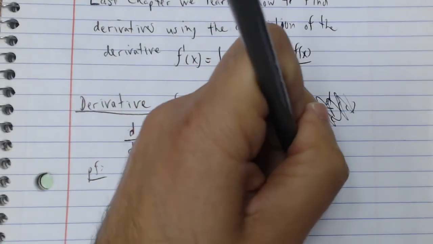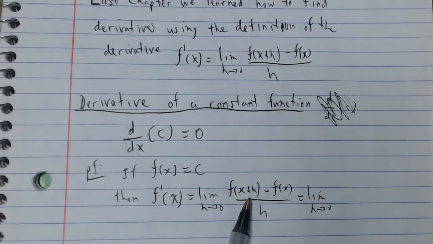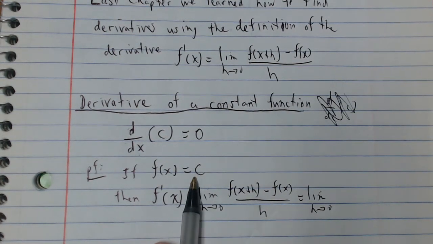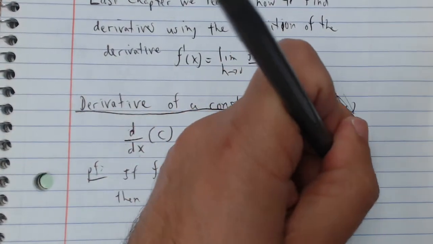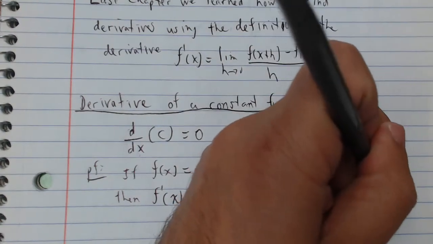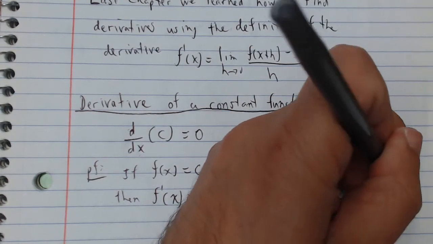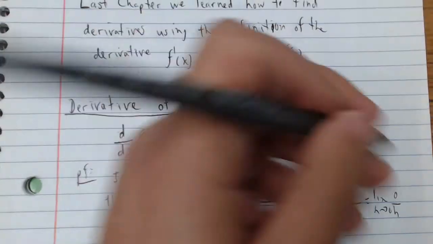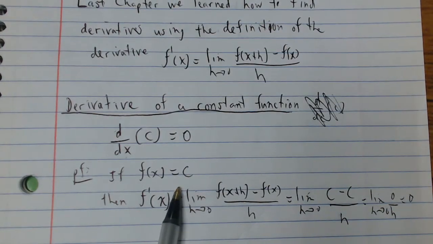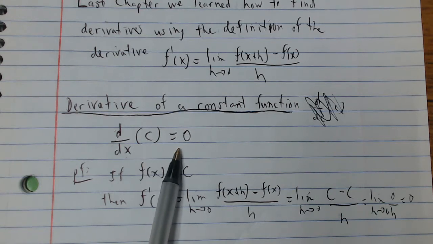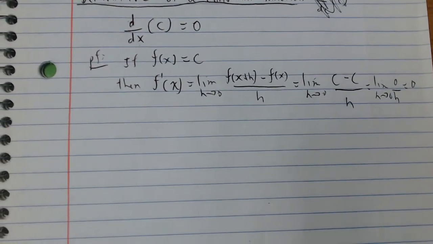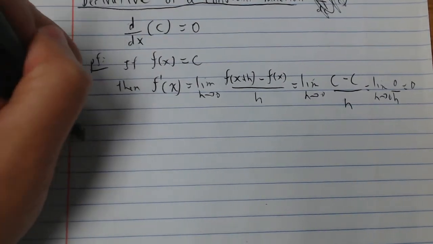The limit as h approaches 0. What would f of x plus h be? Well, if I plug in x plus h, there's nothing for me to plug in. It'll just be c minus c all over h. And what's c minus c? That just becomes the limit as h approaches 0 of 0 over h, which of course is 0. So notice how we're saying I don't care what this is, as long as it's any constant function, the derivative of any constant is always 0. Okay, so moving on to the power rule.